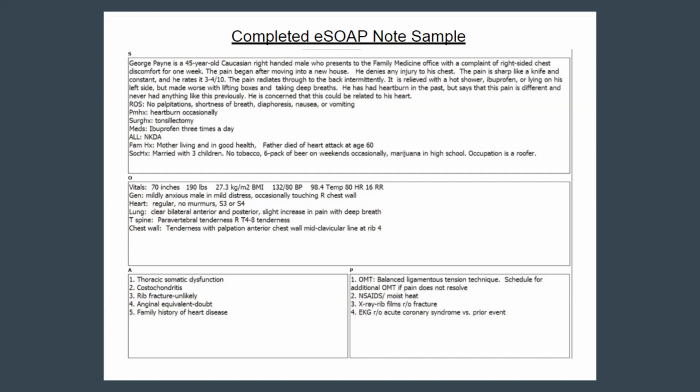Please make sure you include your vital signs in that. Vital signs are an important part of the note. Also include your general exam. So that's very important as well. How does your patient generally look? Are they in any distress? Do they look well appearing?